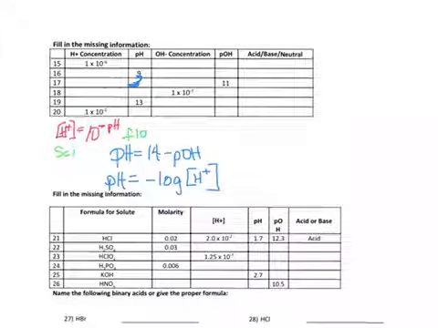All right, for hydroxide ion concentration, what formula do we use? 10 caret negative pOH. And you need to be in scientific notation for this.